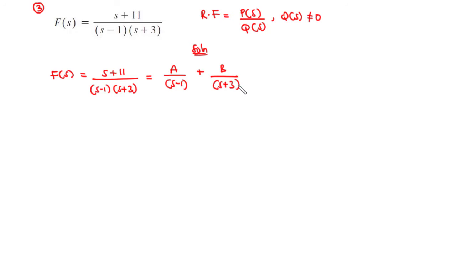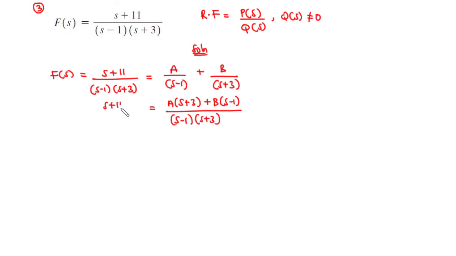So let's try to find the values of a and b. So we have the LCM to be s minus 1, s plus 3, and then s minus 1, s plus 3 divided by s minus 1. This will cancel that, and then we are left with s plus 3. So we have a times s plus 3. Here also, this divided by that, this cancels that, we are left with s minus 1. So we have b times s minus 1, and then on the left hand side we have s plus 11 divided by s minus 1, s plus 3.